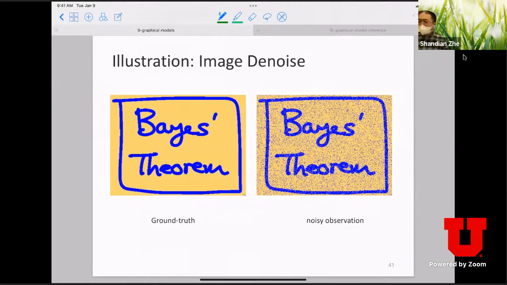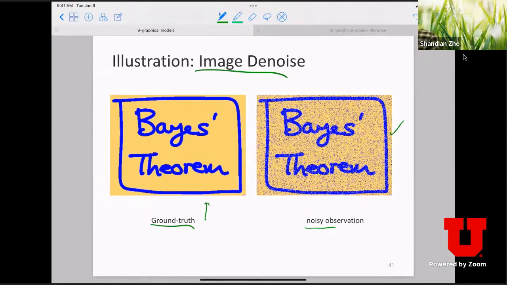So here I want to give a concrete example. One very popular application is image denoising. Suppose this is your ground truth image, and unfortunately it is corrupted by some noise. So this is your observed image. You want to denoise this image and get a clean version as good as possible. How can we do that?